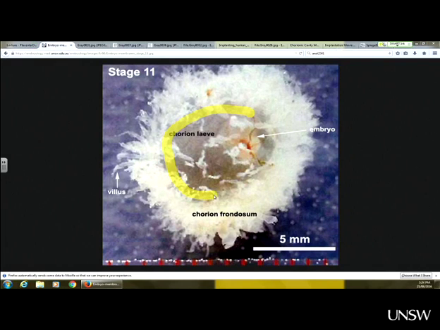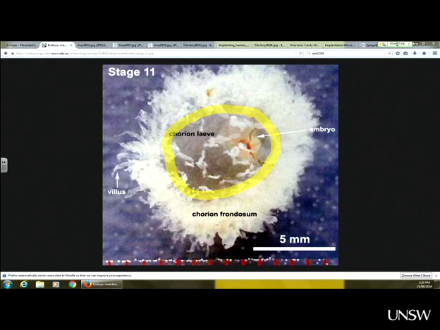Distinctly clear, very few villi on that region. It's got a smooth surface, and therefore we describe it as the chorion laeve. The chorion laeve. It's smooth. It only has a few villi over its surface and not very dense at all.